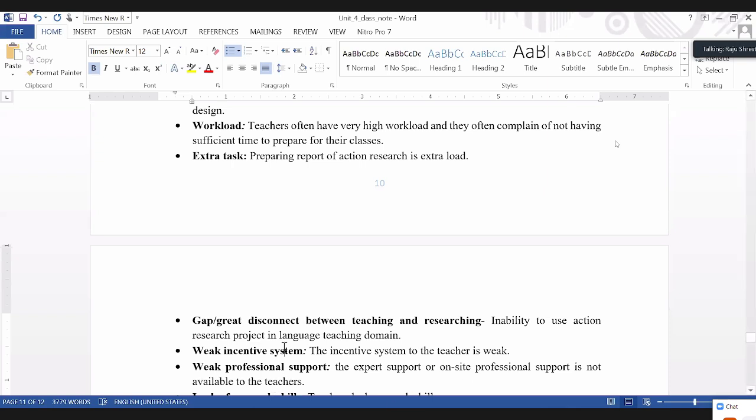Weak incentive system also. Those who are good doers, for them there is no kind of motivation, encouragement, any kind of praise, support, motivation, incentive systems. Then what? If doing is fine and not doing is also fine, then that's okay, let's not do it, they will have this kind of feeling. So the incentive system is very weak in our school education system, because of which there is a negative effect on action research. And weak professional support.